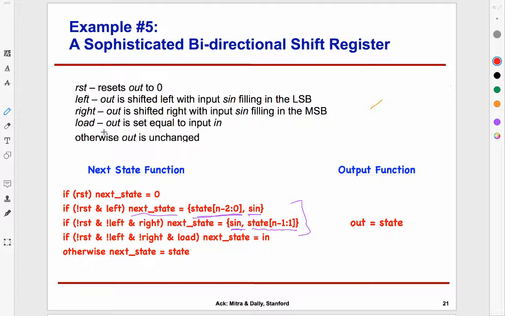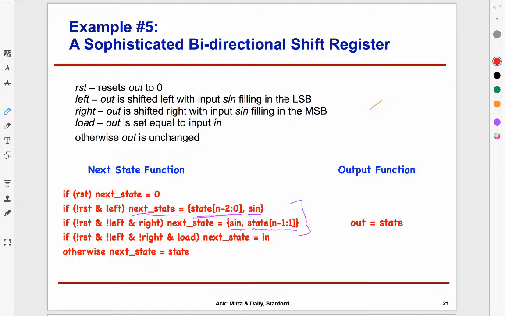And in this particular example, we wanted to create a register with the following functionality: if the reset signal is high, then we reset out to 0. If the left signal is high, then we shift that register to the left, and I have an input called SIN, standing for serial in, that fills into the LSB. So the contents of the register are moved to the left.